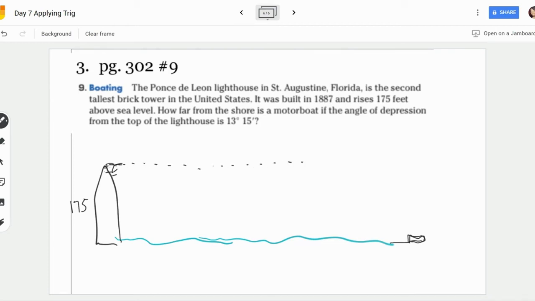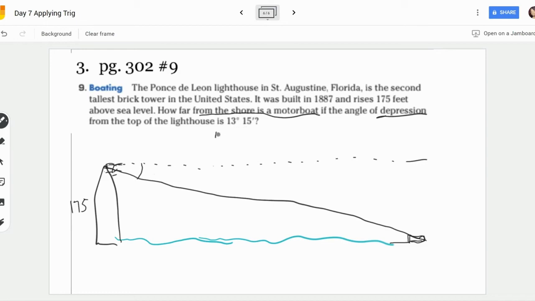If you just drew a straight horizontal line, an angle of depression is how many degrees down from the horizontal, from where you're at. The angle of depression from the top of the lighthouse to the motorboat is that. So we're drawing a straight line to the motorboat now, and the angle of depression is right here.